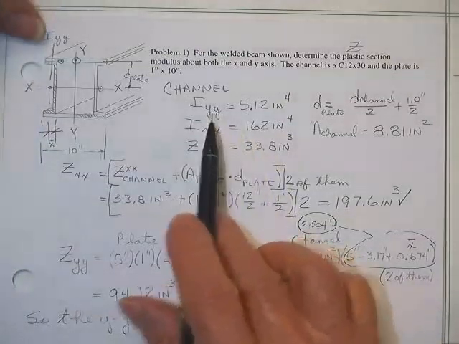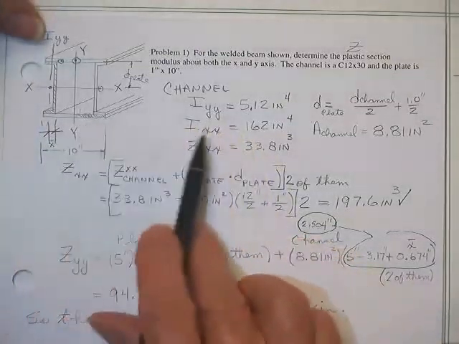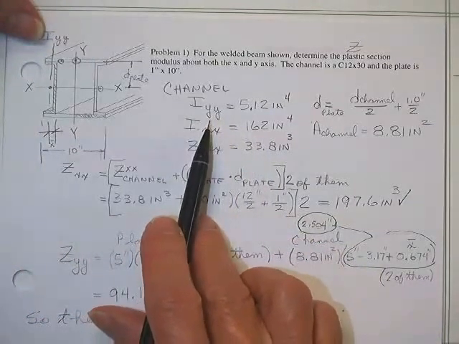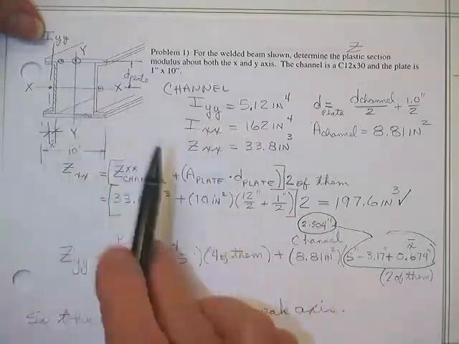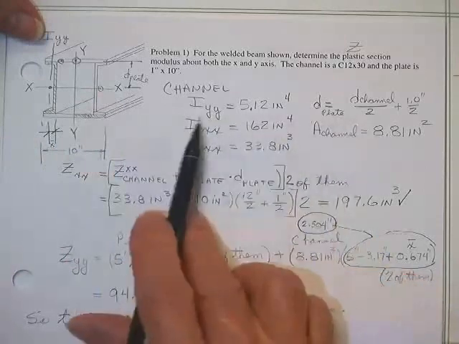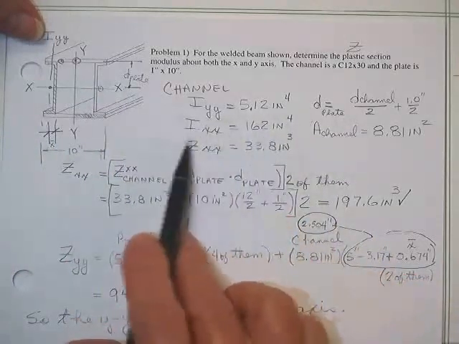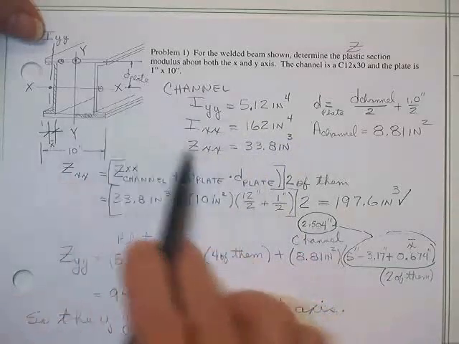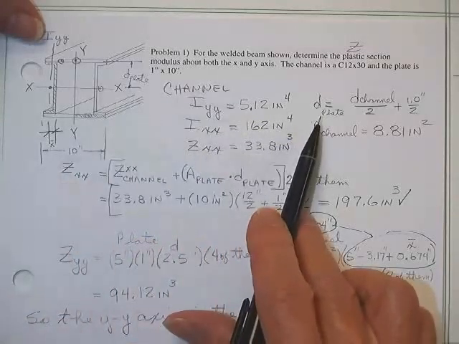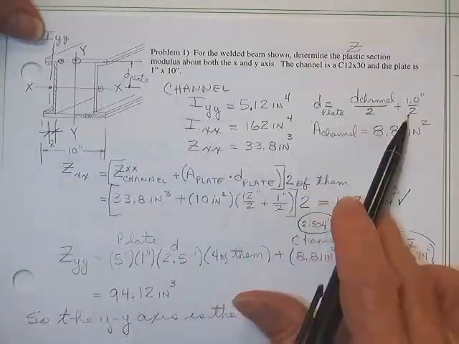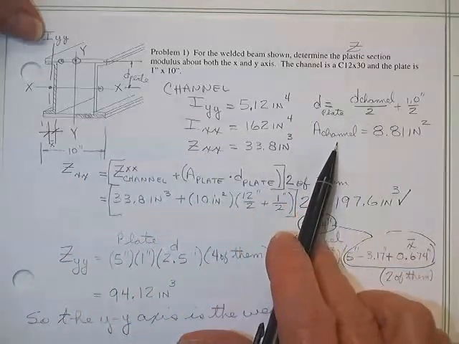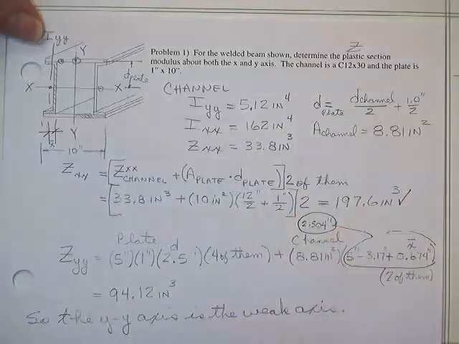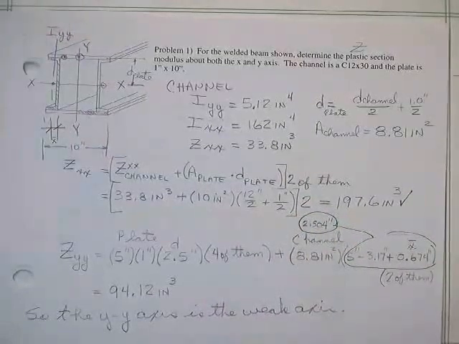So first thing I did is I found, I don't remember, I had some channels in there, and I didn't know what I was going to do, to tell you the truth. So I got elastic moments of inertia, I got a plastic moment of inertia of a channel, I got where the channel was, the area of a channel. And then I said, okay, maybe I'll see what I really need here. I'm running out of paper.